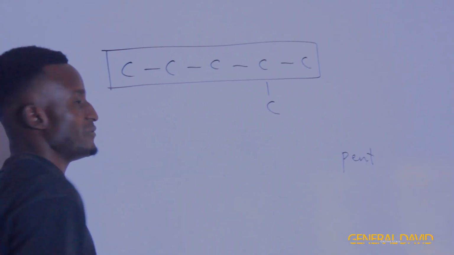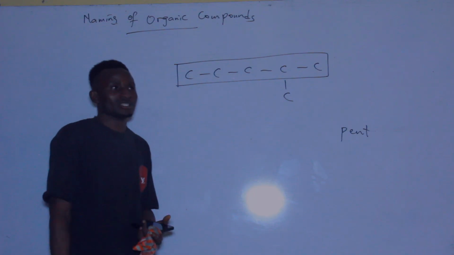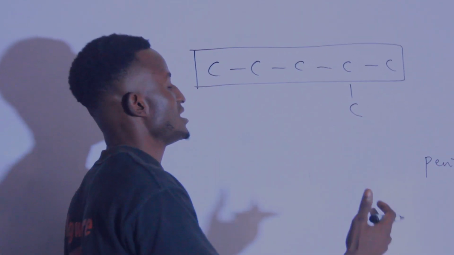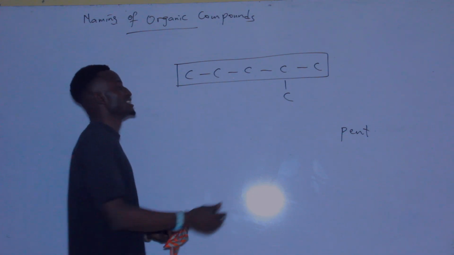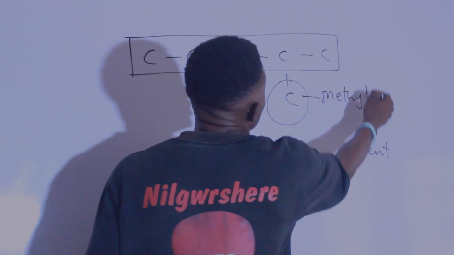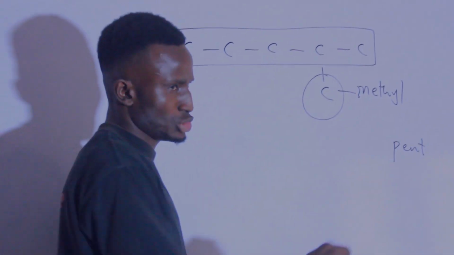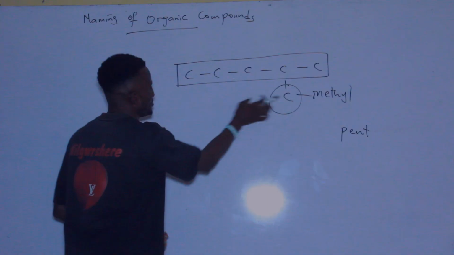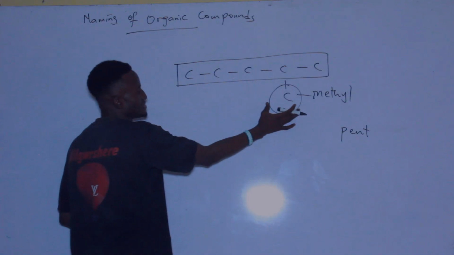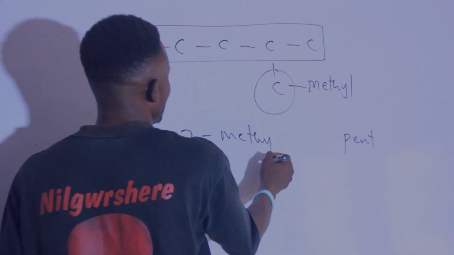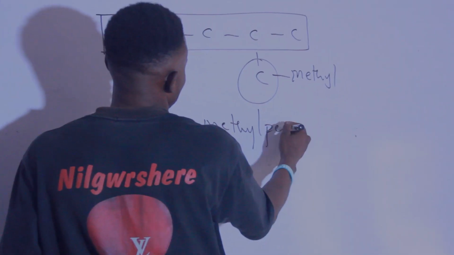Now, after we have identified the parent name according to law 1, law 2 says the other carbons that are found after you have identified the parent name are called ligands. That means we have a ligand here, and this one is methyl. And law 3 says the position of the ligand should be determined. The position of this will be at carbon 2. This methyl is found at carbon 2, and that is why it is 2-methylpentane.